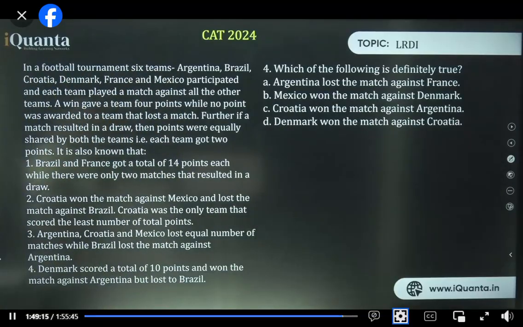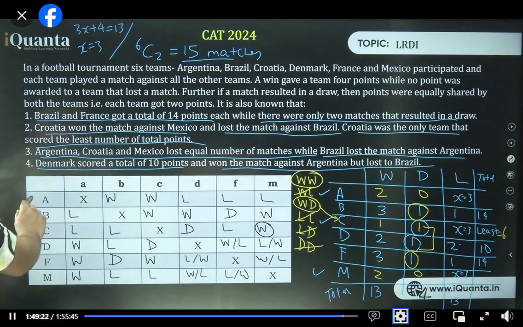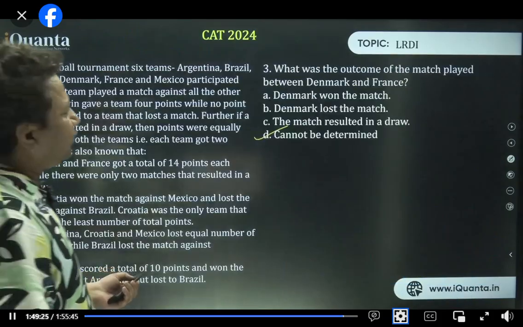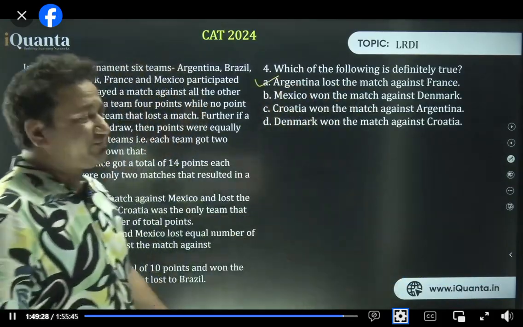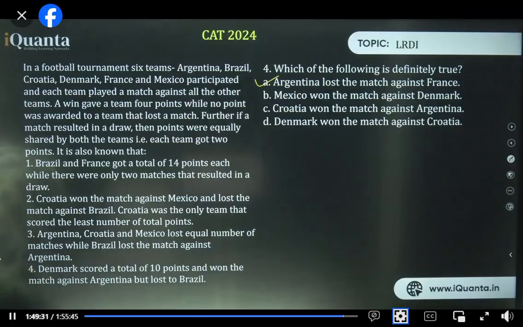Fourth, which of the following is definitely true? First statement is Argentina lost against France. Is that true? Argentina lost against France. Yes, it lost. So A is true. No need to check the further ones because only one statement can be true. And that is it.